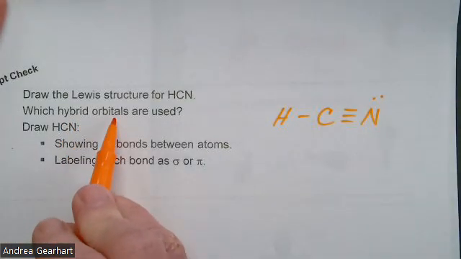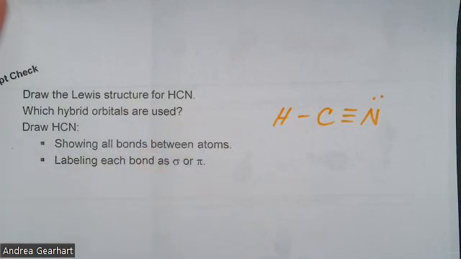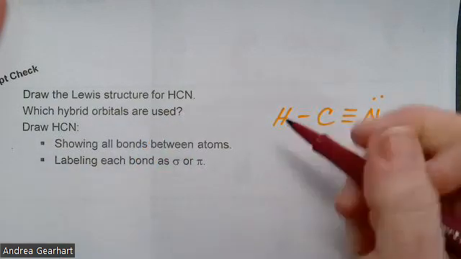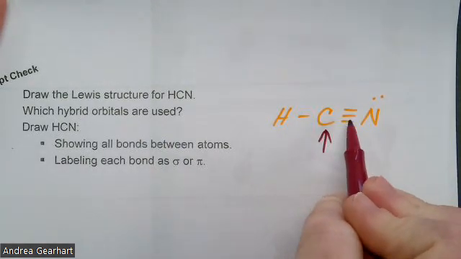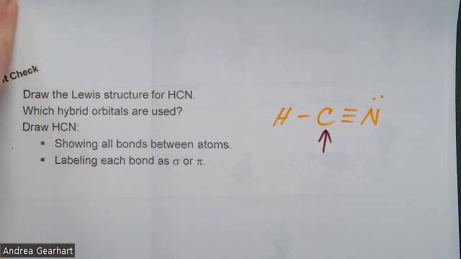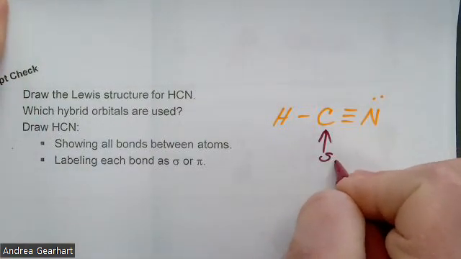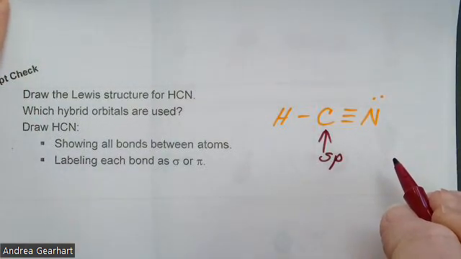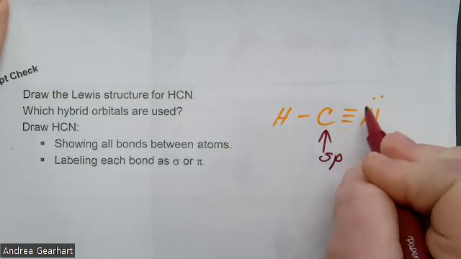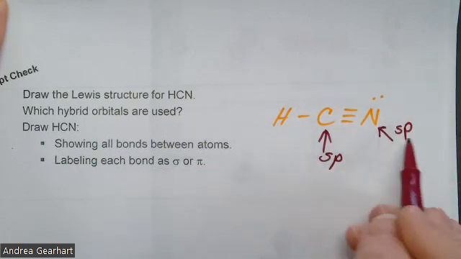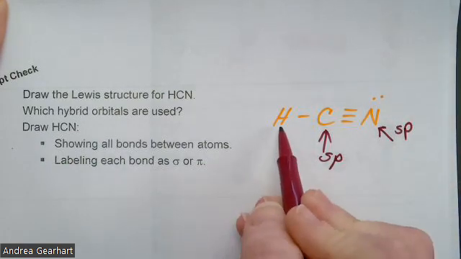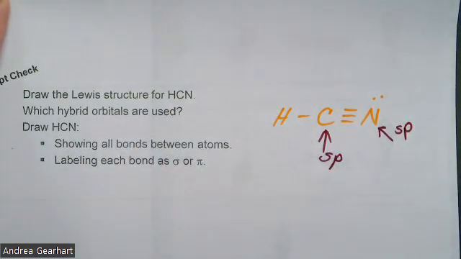Which hybrid orbitals are used? Well, let's start with carbon. Carbon has 2 areas of electrons, so this would be sp hybridized. Nitrogen has 2 areas. This would be sp hybridized. Hydrogen just has 1. It doesn't need to blend. It just has the s, so this doesn't have a hybridized orbital.